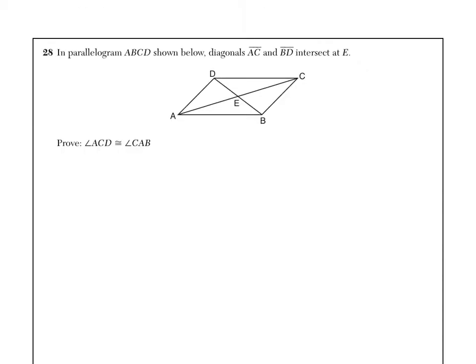All right, for this one, it says prove that ACD is congruent to CAB. Now, I'll tell you this. There's two ways to do this. Well, actually, there's many ways to do this. We want to prove ACD, which is right here, is congruent to CAB. All right? Now, you could do it by proving the triangles are congruent right here. We could do a congruent CPCTC proof.